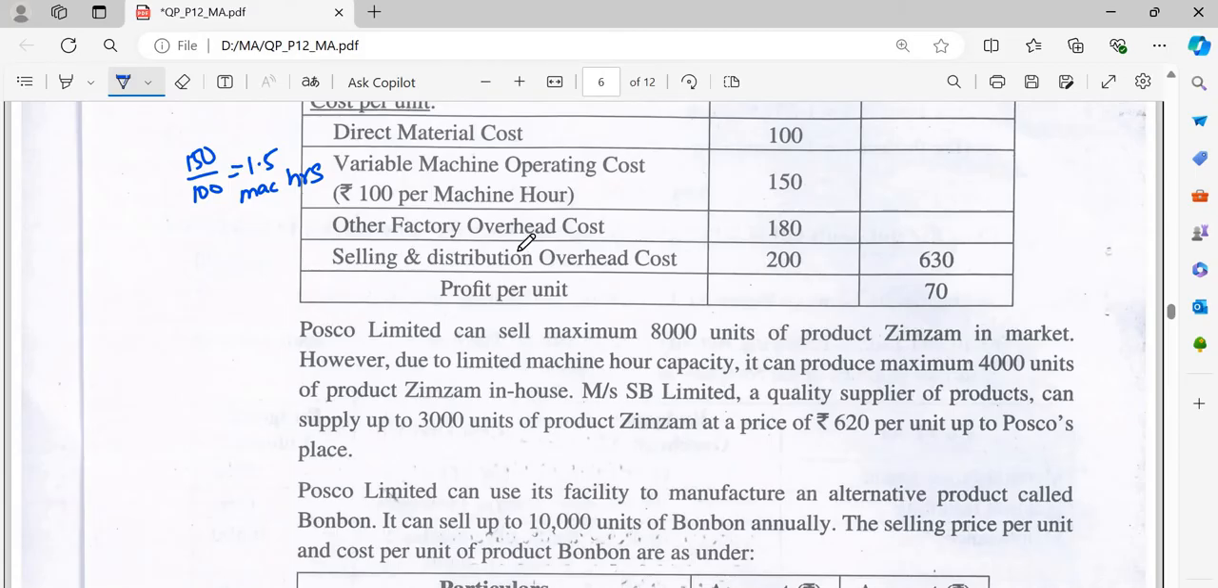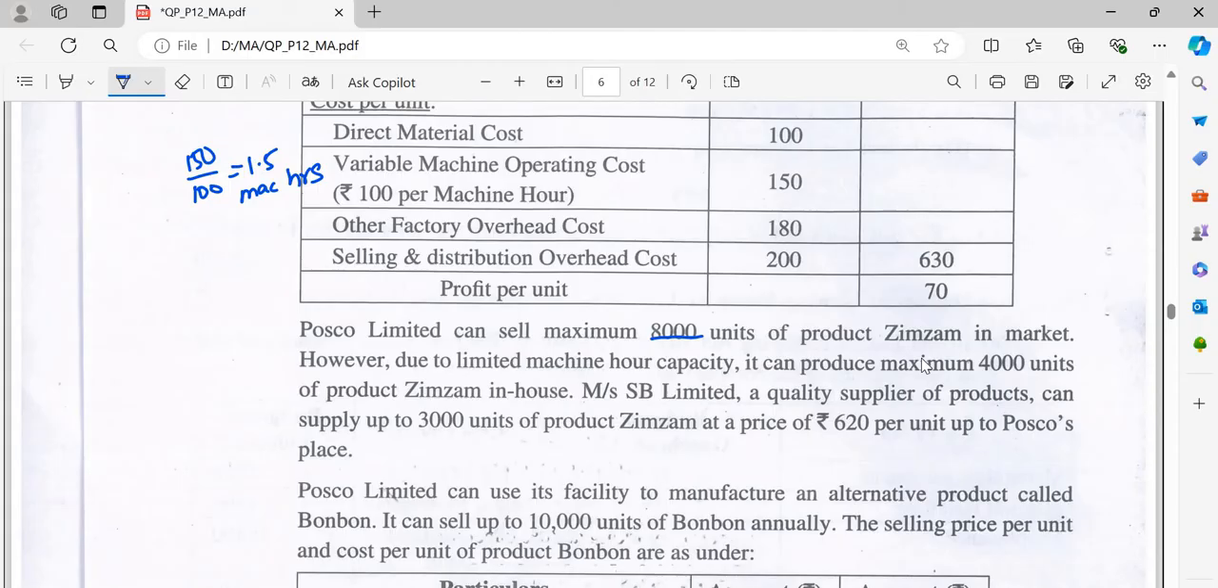Other factory overhead cost 180, selling and distribution overhead cost 200, so profit is 70. Pasco Limited can sell a maximum of 8,000 units of product Zimsam in the market. So we have total demand of 8,000, but as of now we are producing only 4,000 units. That is our capacity, right?